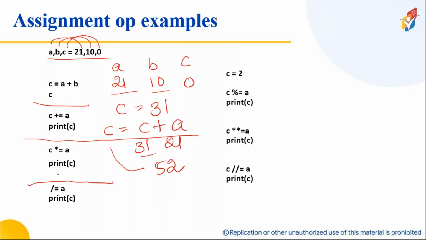Now, can you please tell me how this will be evaluated? C equal to C multiplied by A. C will be 52 multiplied by A, which is 21. This will be a bigger number, so I cannot tell it as it is. I hope it is clear for everyone.